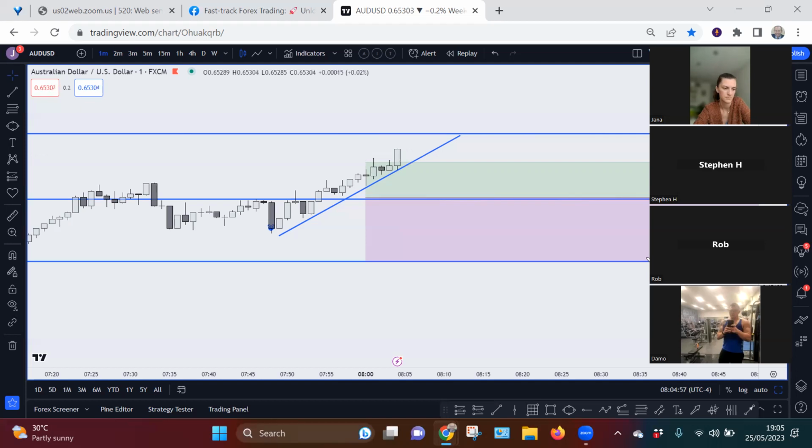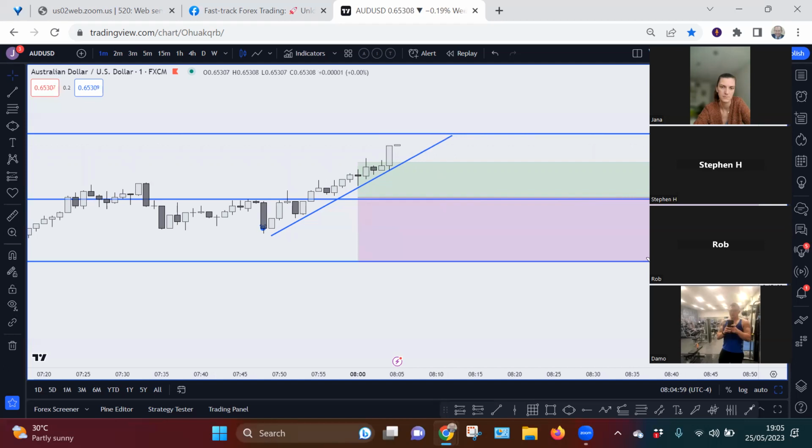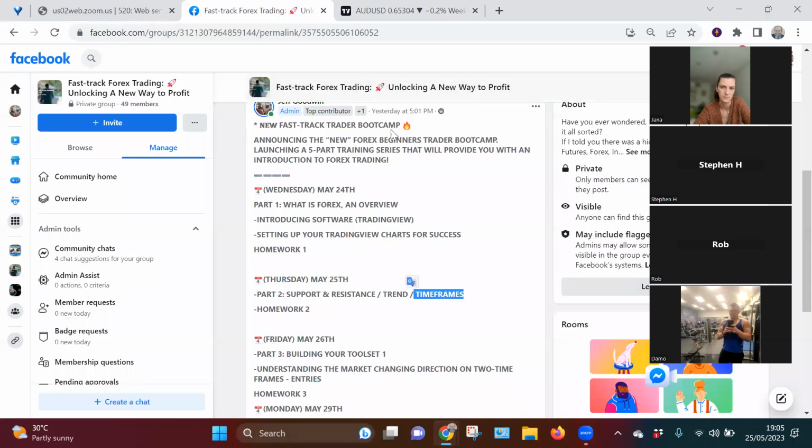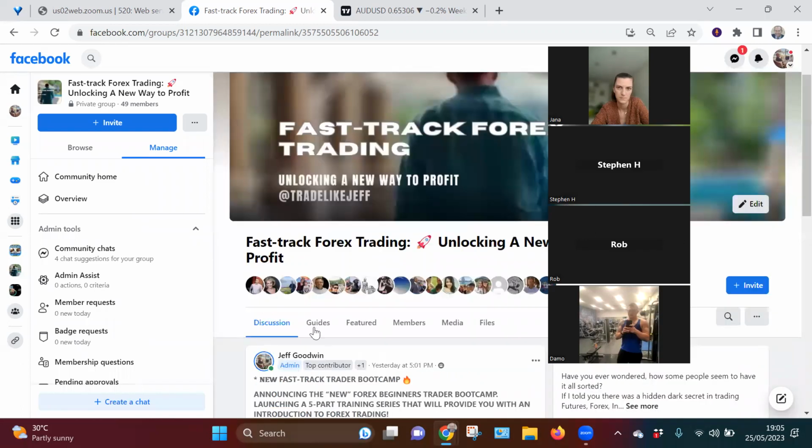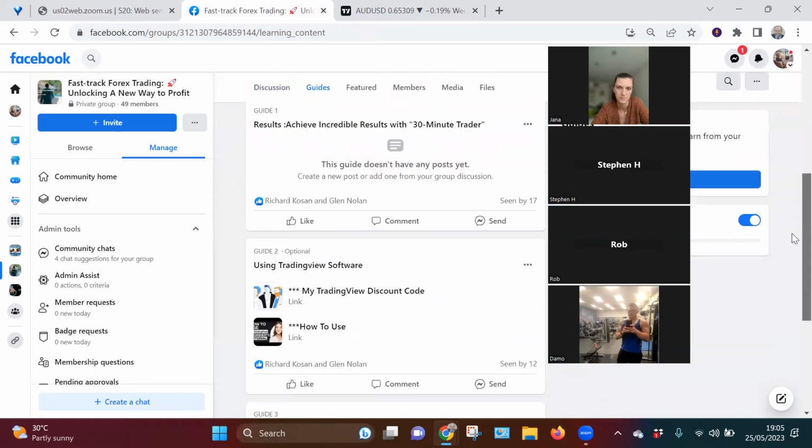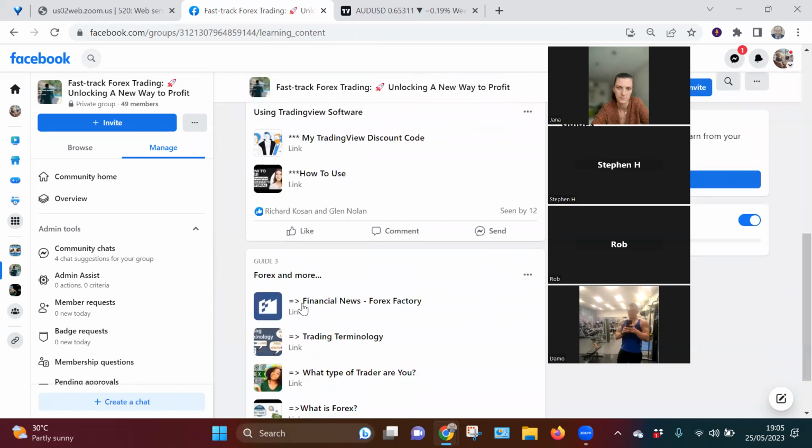And like tomorrow, for example, UK retail sales figures come out month on month. I don't know if anybody else knows about it. In the guides, I put an additional one. We're only using TradingView for charting. We're not using it for financial news. In the guides of Fast Track Forex Unlocking, guide number 3, there's financial news there. There's a website. Fair enough. Thank you.